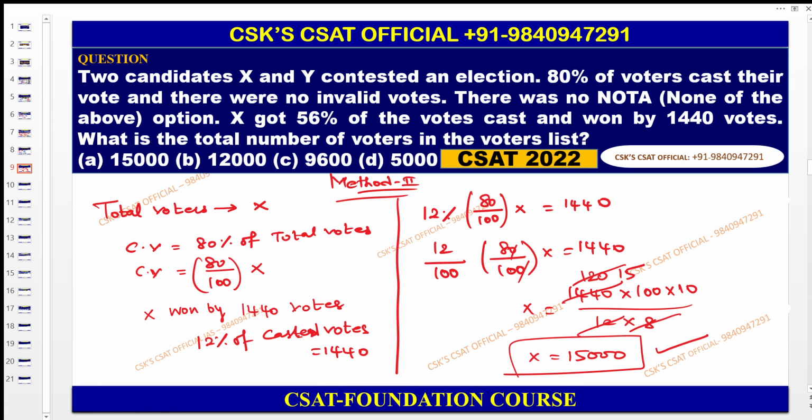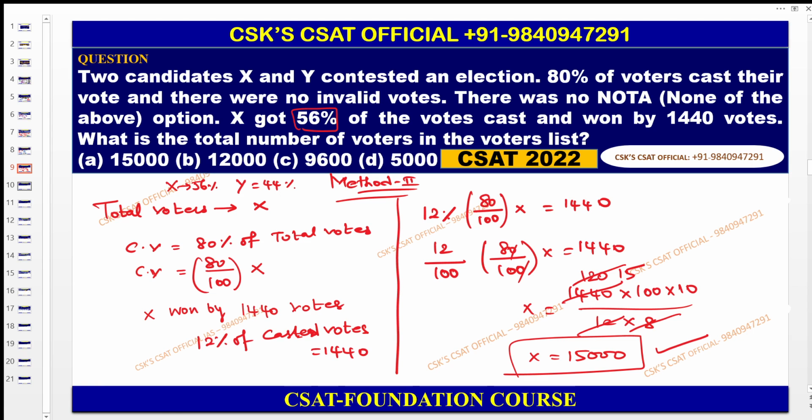Sir, how can we find out that 1440 is 12% of the casted votes? The difference between this one, 56%, and this one. What is the difference between X and Y? So if X got 56%, then what is Y? 44%. Then what is the difference between these two? Yes, 12%. Understood, Chaudhary? Yes, sir. Okay.